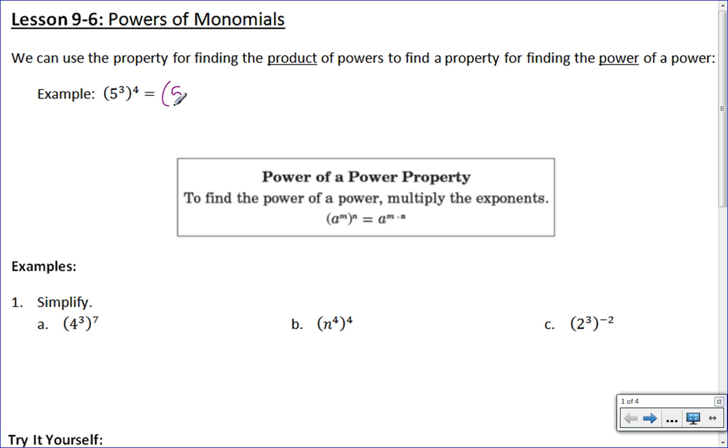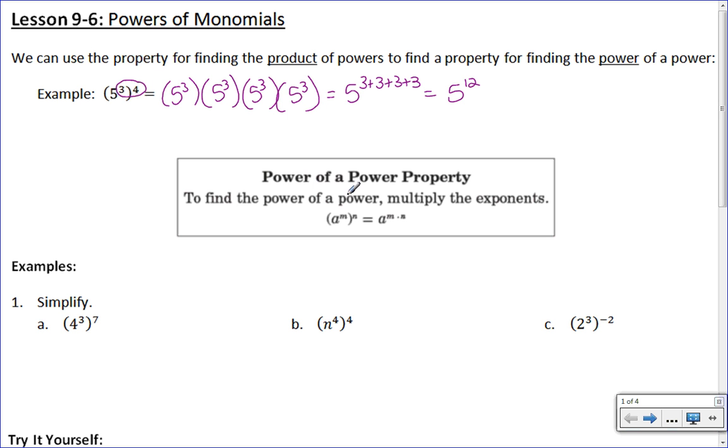So we'll have 5 to the third times 5 to the third times 5 to the third times 5 to the third. And then we already know when we multiply things with the same base, we just add the exponents. So this would be 5 to the 3 plus 3 plus 3 plus 3, or 5 to the 12. Notice the shortcut here to get this 12 is to multiply 3 times 4.